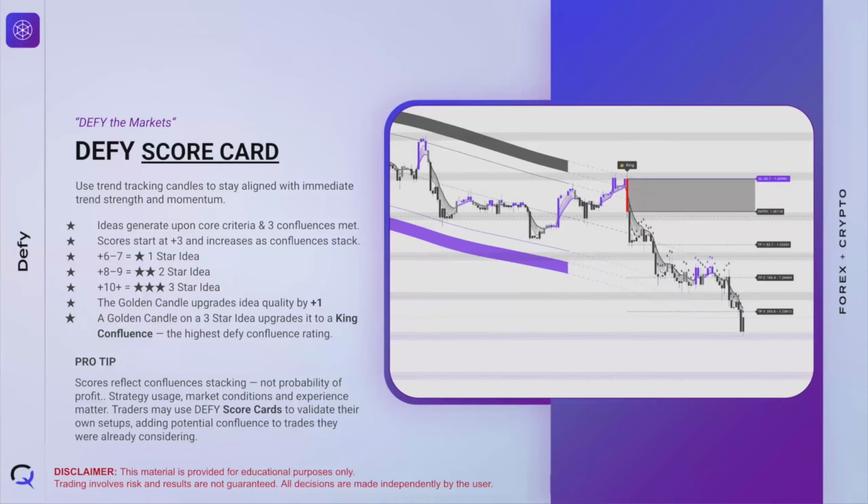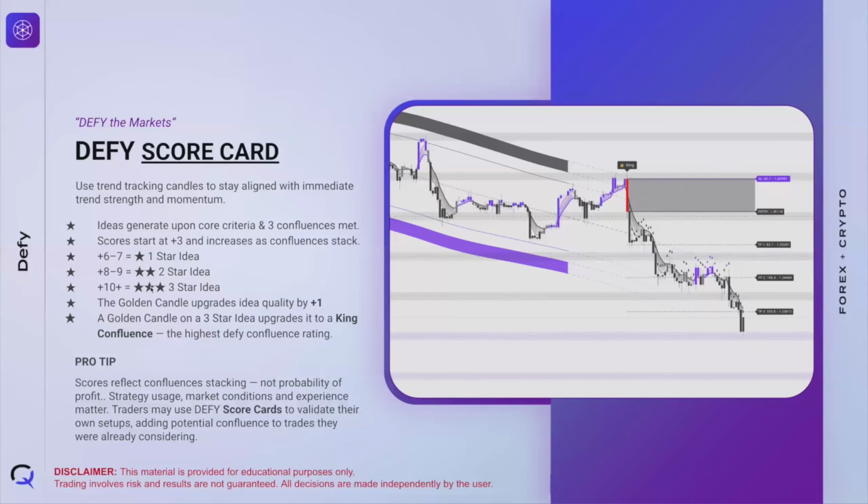All righty. So if there is ever a golden candle, it's going to automatically upgrade your idea. So if you have a +5 with a golden candle, it's going to upgrade to a 1-star. If you have a 1-star with a golden candle, it's going to upgrade to a 2-star. If you have a 2-star with a golden candle, it's going to upgrade to a 3-star.